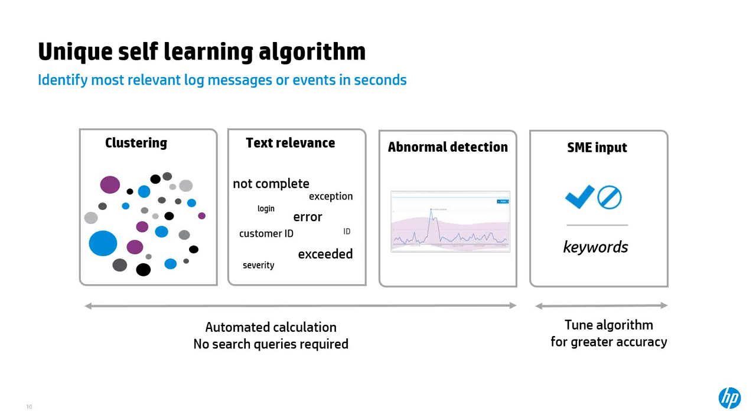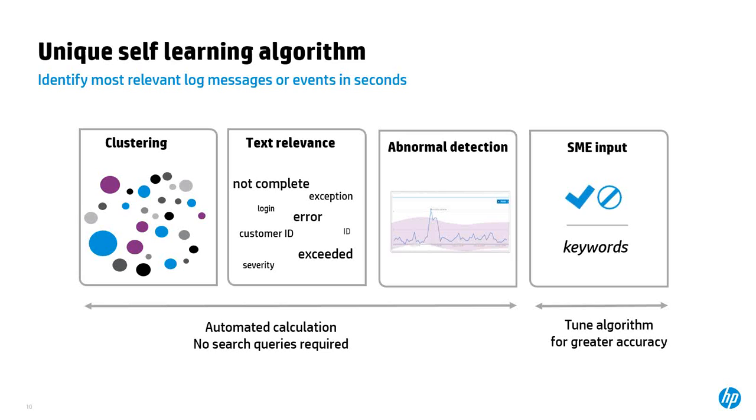We also look at what's in those log messages, in terms of what's in the text. Depending on the text in the messages, we associate it with certain importance and relevance, and we account for that in our calculation. We also look at the behaviors of those log messages over time: is this cluster operating in a normal pattern of behavior, or does it look abnormal? Those that are abnormal will have a higher input into the relevance calculation.